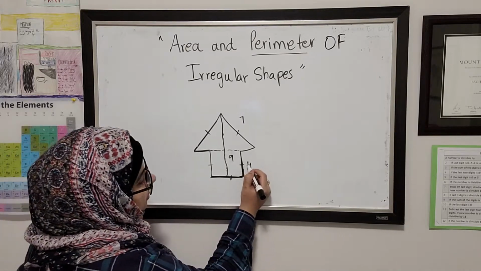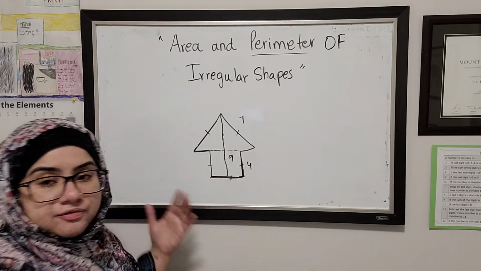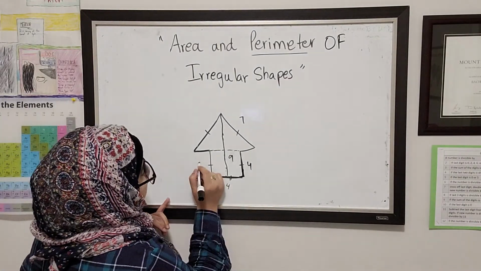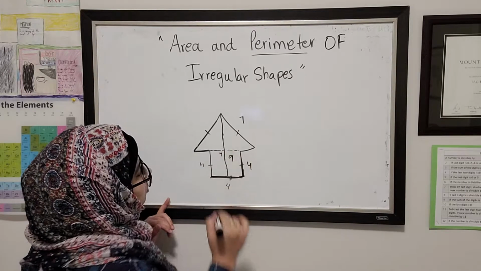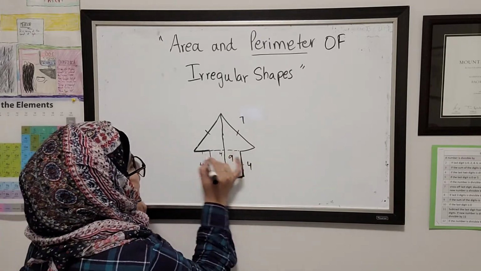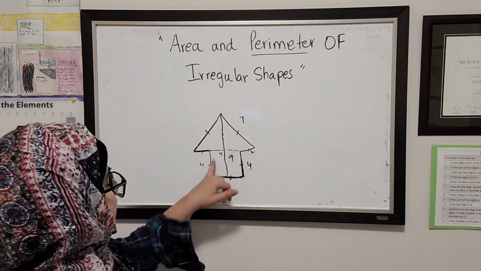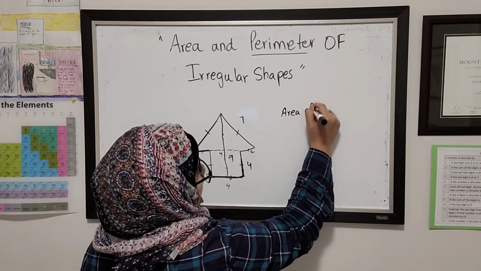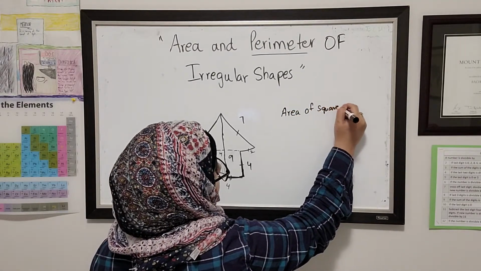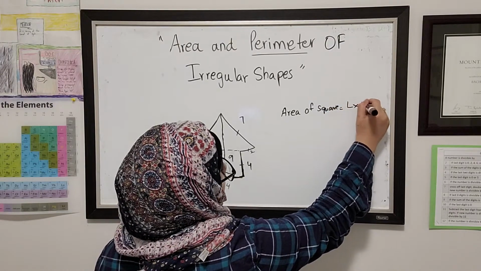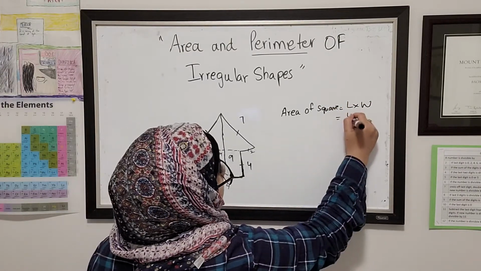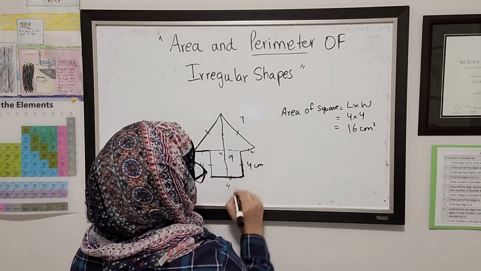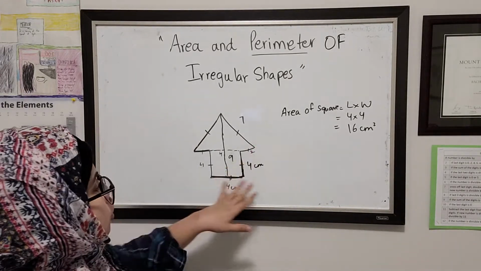Since this is 4, they didn't give me this side. If a square has all sides equal, then without any struggle, I can easily identify all these sides are 4, 4. This side is missing. So now what is the area of the square? Area of square is length times width, which equals 4 times 4, 16. 16 centimeters square. Let's take the unit centimeter. So the area of the square is 16.